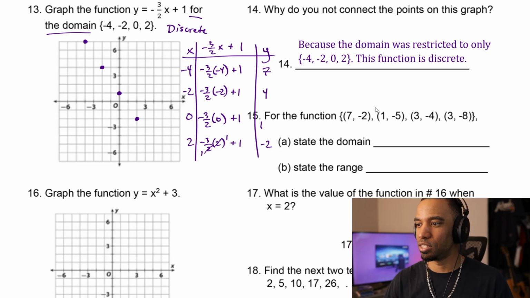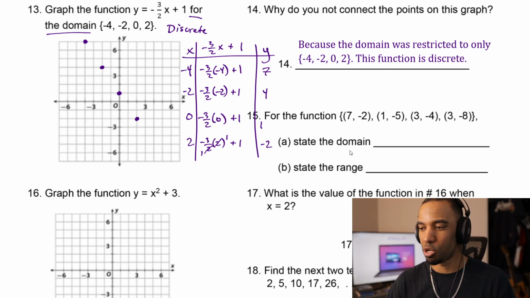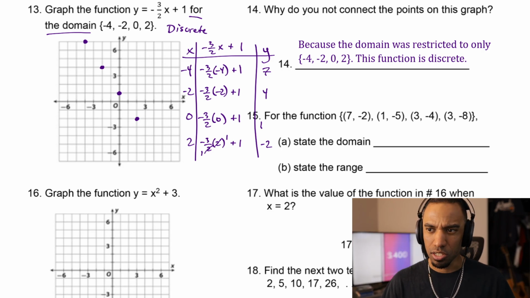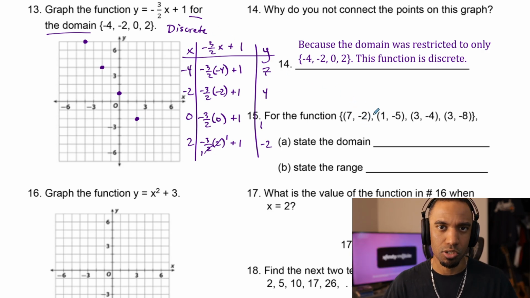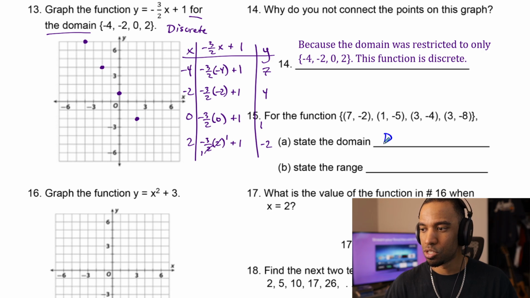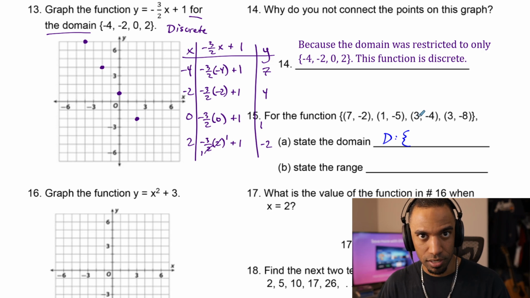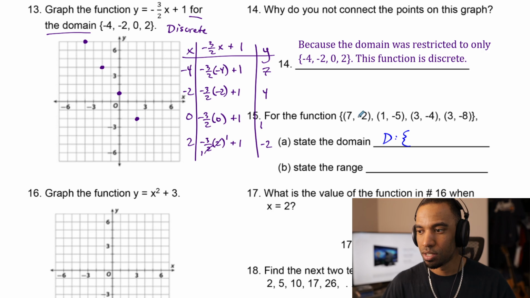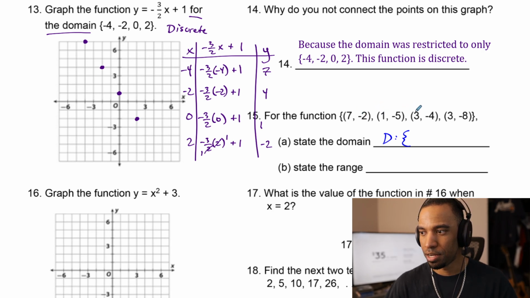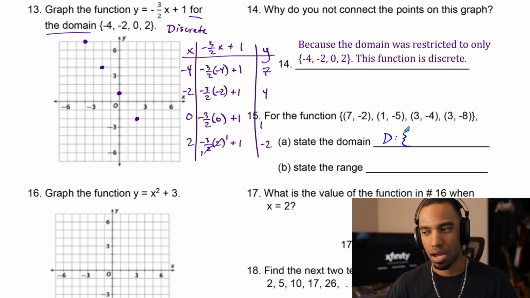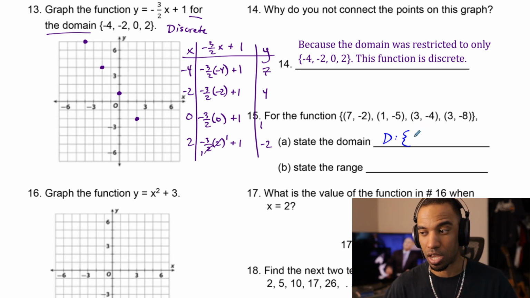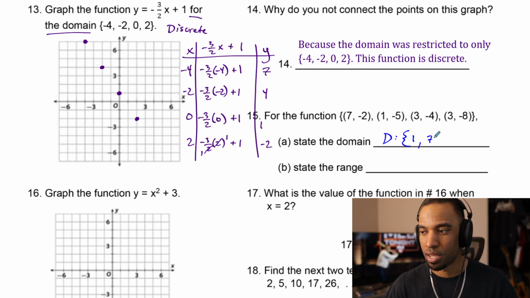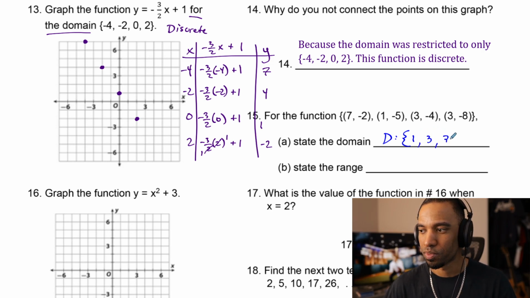For the function 7, state the domain, state the range. Not going to get into the whole mapping diagram, because a mapping diagram requires domain and range anyway. So domain here, the x's in increasing order without duplicates. I have the numbers 7, 1, 3, 3. I'm not just going to write 7, 1, 3, 3. In fact, I'm going to write 1, 3. I just totally wrote a 7 when I said 3. 1, 3, 7.